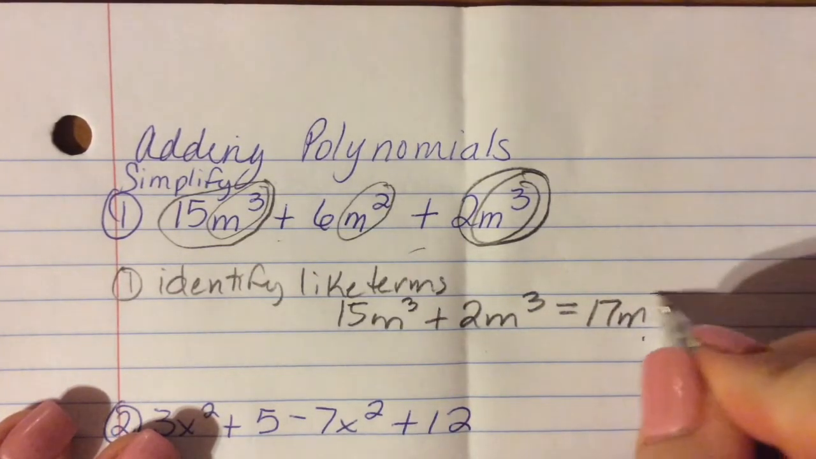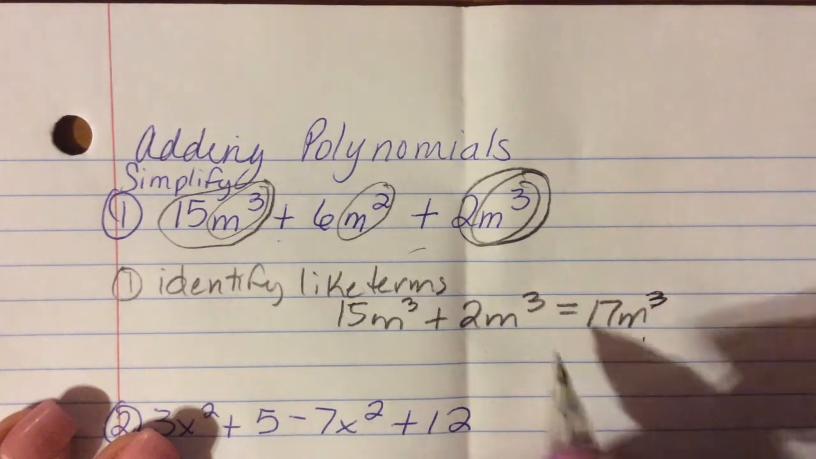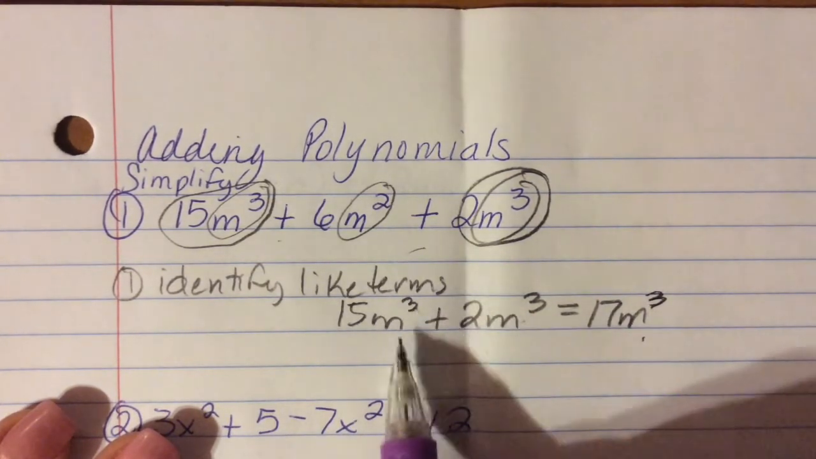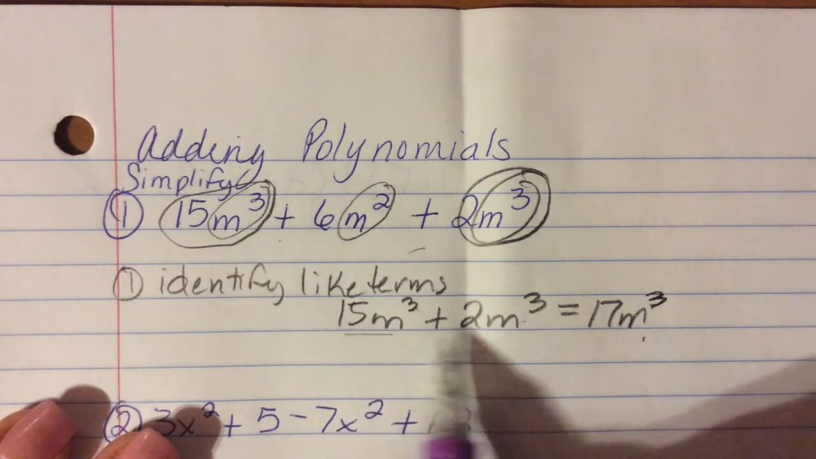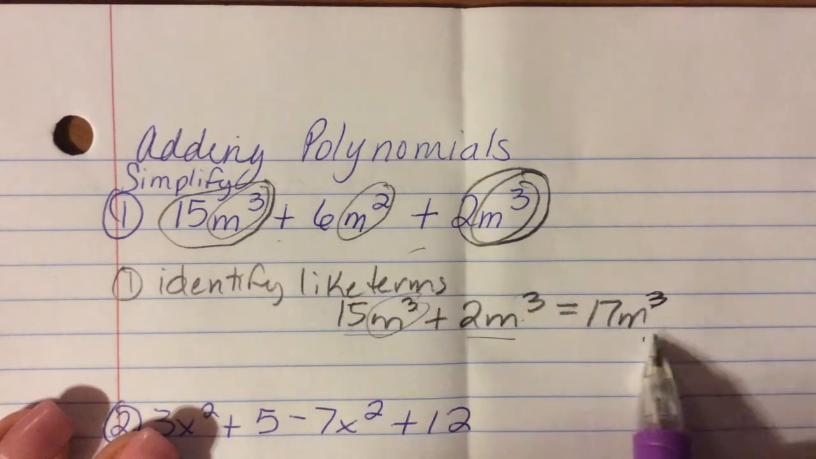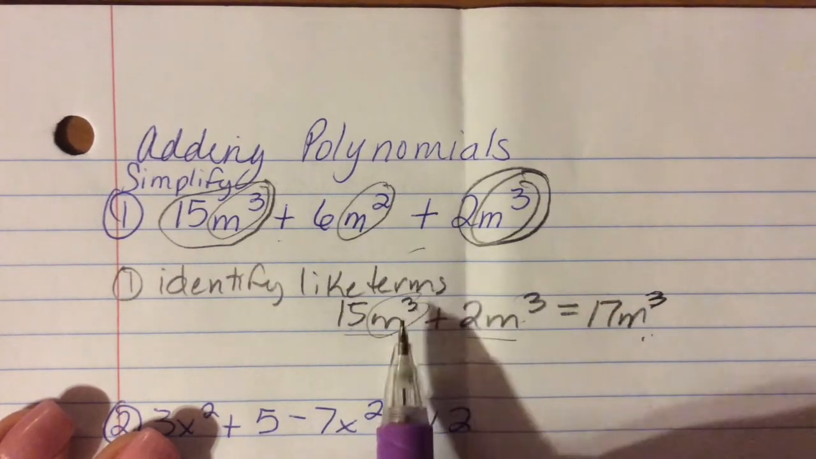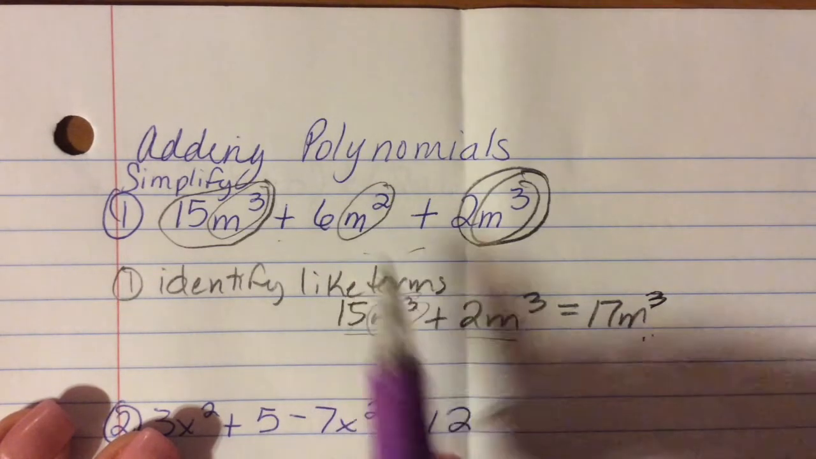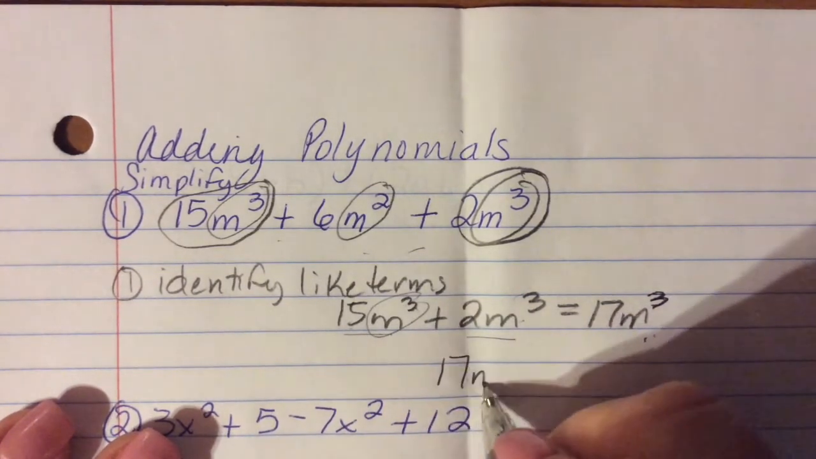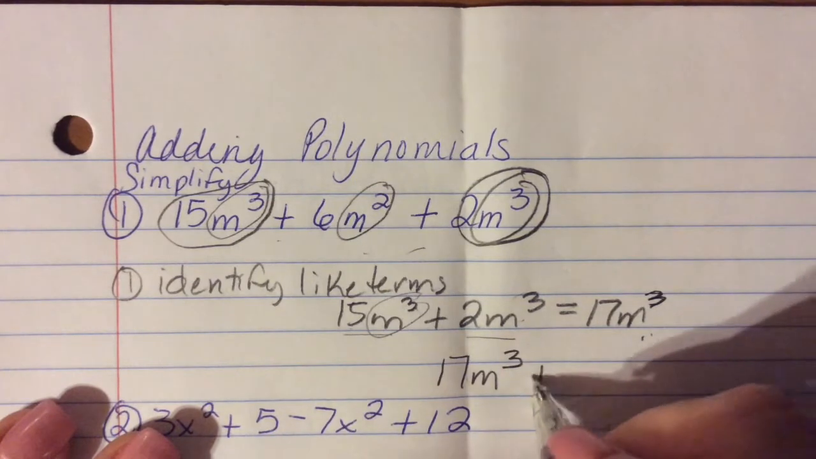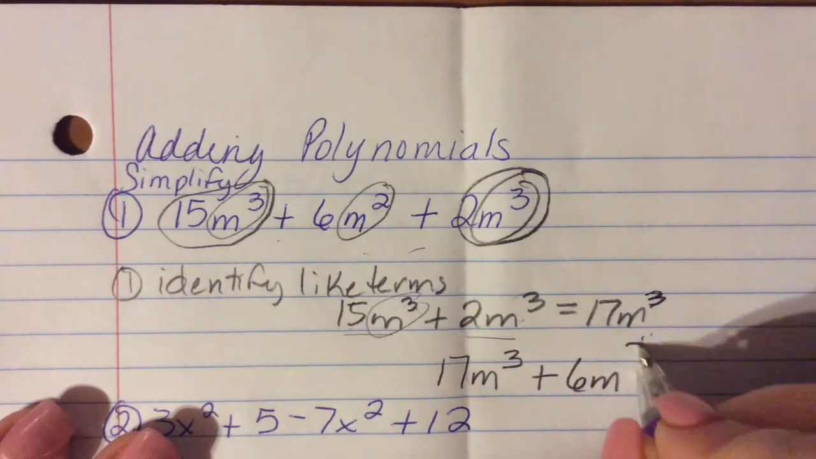Okay. Unlike multiplication we've been doing, where you add the exponents, when you add, they have to be alike and they stay the same. Okay, nothing goes with the 6m squared, so just write it as 17m to the third power plus the 6m squared.